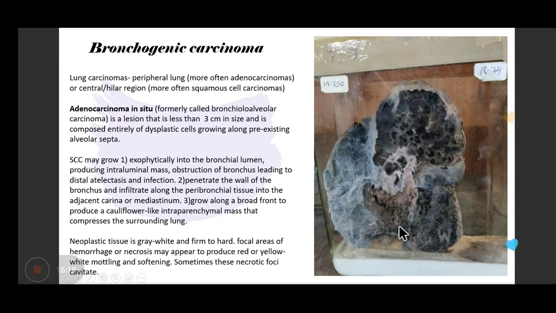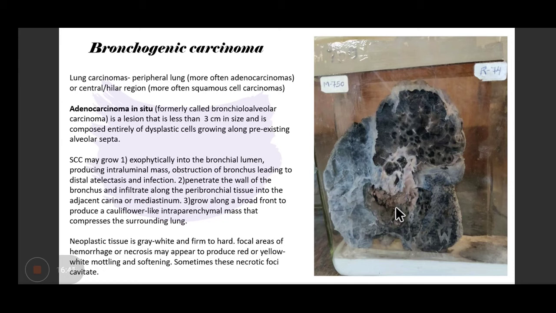Gray white variegated appearing mass. So this is bronchogenic carcinoma. Then you can be asked, on the basis of the location, can you type the carcinoma? So more often adenocarcinomas are present in the periphery of the lung, whereas your squamous cell carcinomas are present in the center or the hilar region.